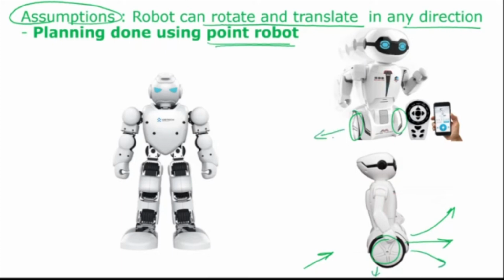It cannot go sideways like that. Okay, so suppose I draw the top view of this robot. So this is my top view. There are two side wheels on the sides. These are the two wheels.